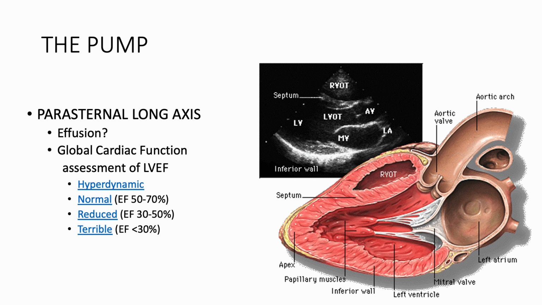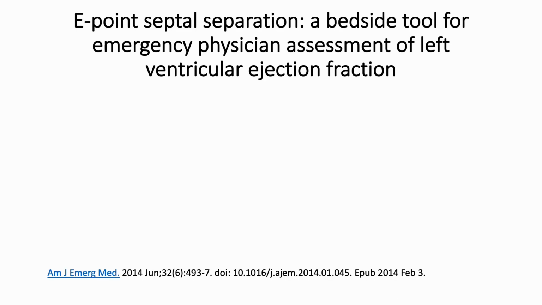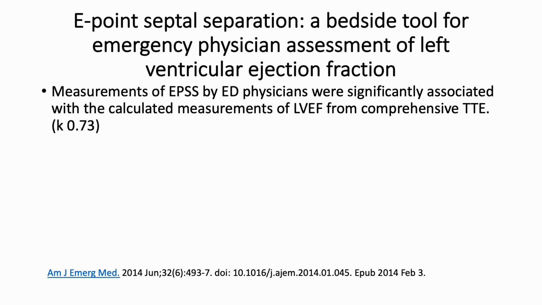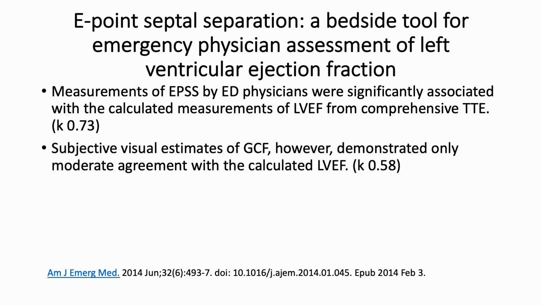You can do this grossly just by looking at the overall function of the left ventricle, or you can do it in a more detailed way. The more detailed way, which we teach at all the ultrasound skills classes, is a technique called the E-point septal separation. This is a measurement of the mitral valve as it moves close to the septum, and it's done in M mode. It's very accurate when compared to comprehensive transthoracic echo with a kappa value of 0.73. Subjective global estimates, just by looking at severe, moderate, or normal ejection fraction, have a lesser coefficient.